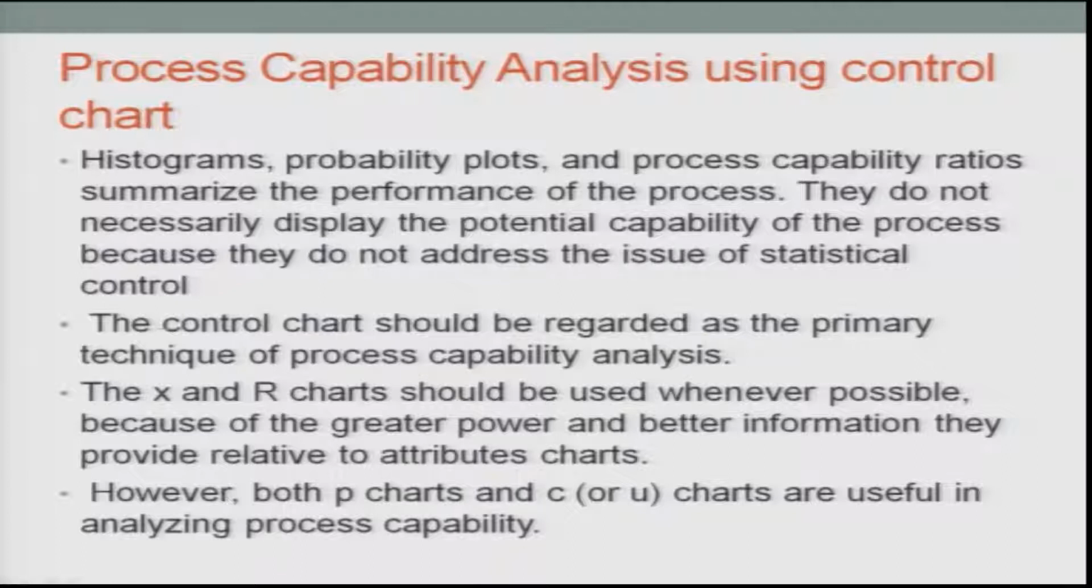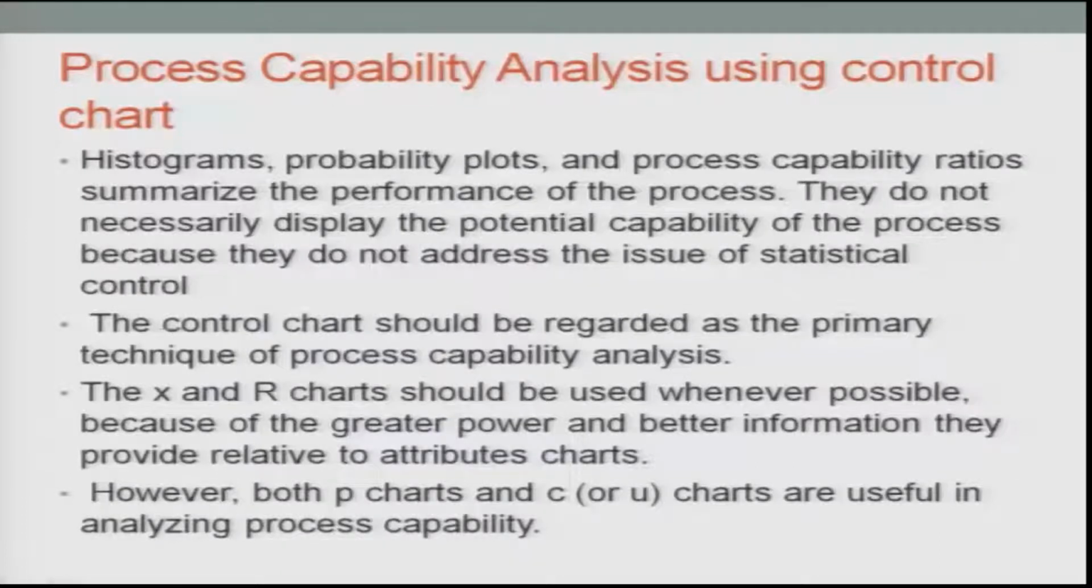Histograms, probability plots and process capability ratios summarize the performance of the process. They do not necessarily display the potential capability of the process, because they do not address the issues of statistical control per se. The control chart should be regarded as the primary technique of process control capabilities analysis. The X and R chart should be used whenever possible, because of the greater power and the better information they disseminate and the overall information which you get.